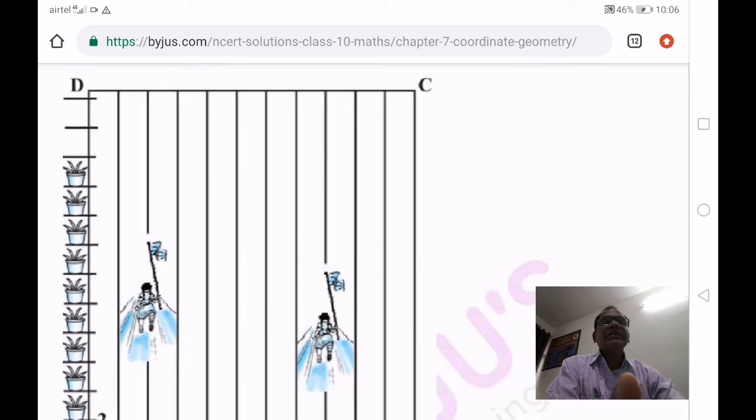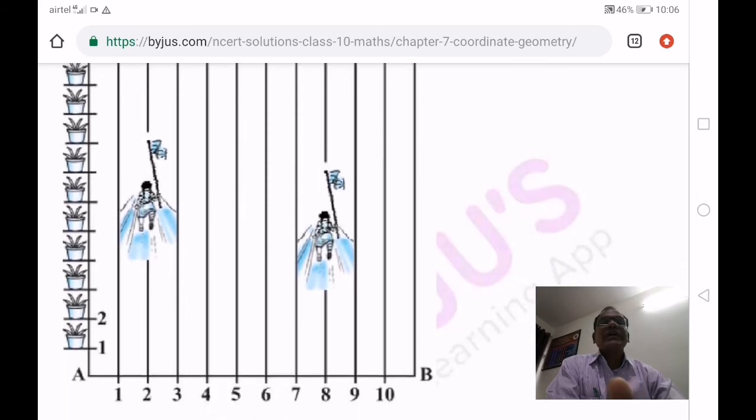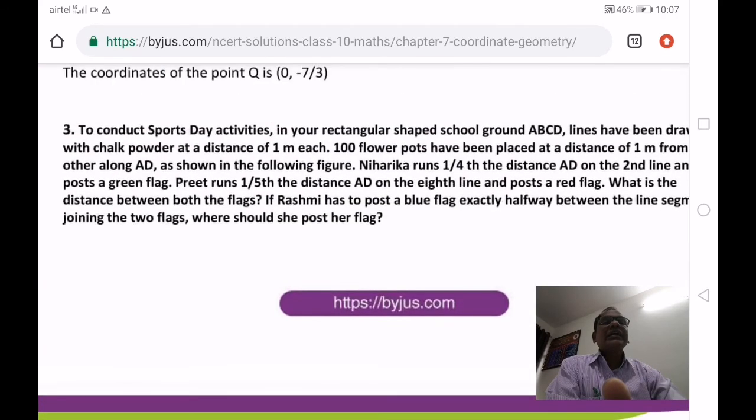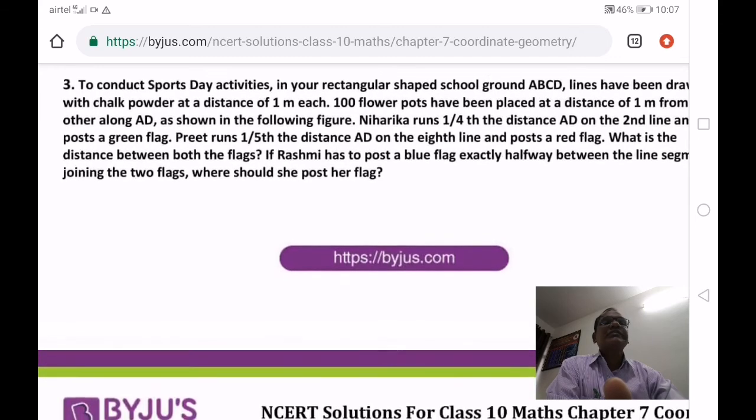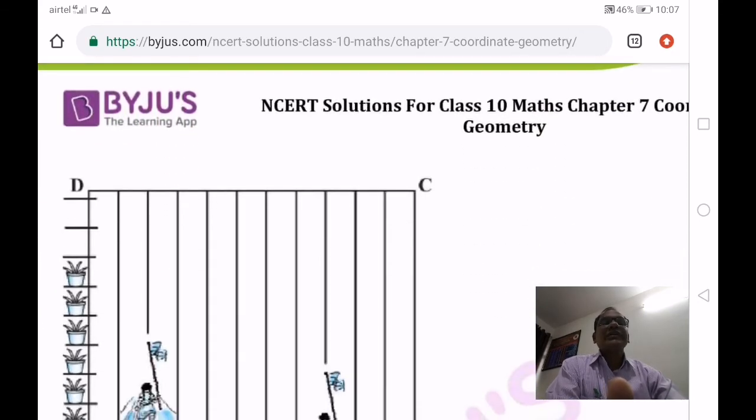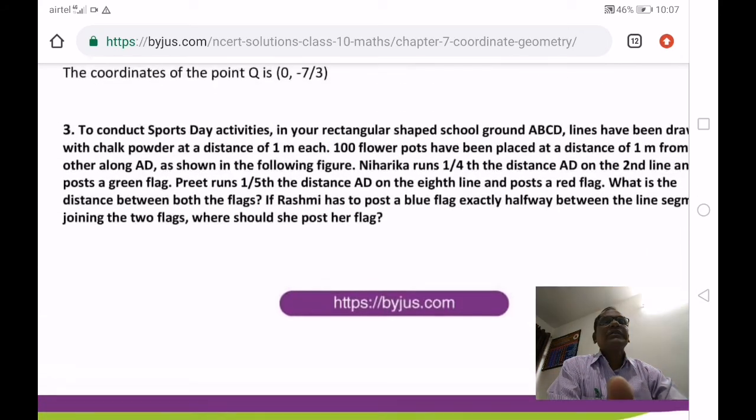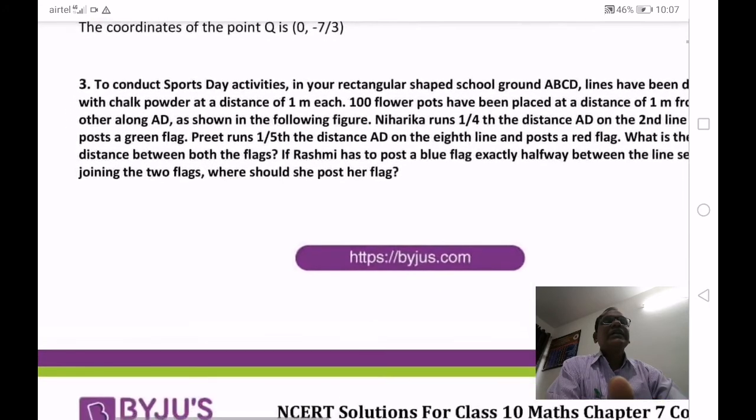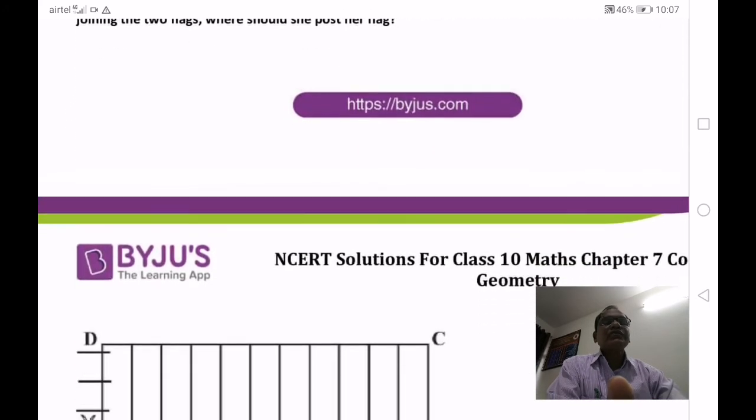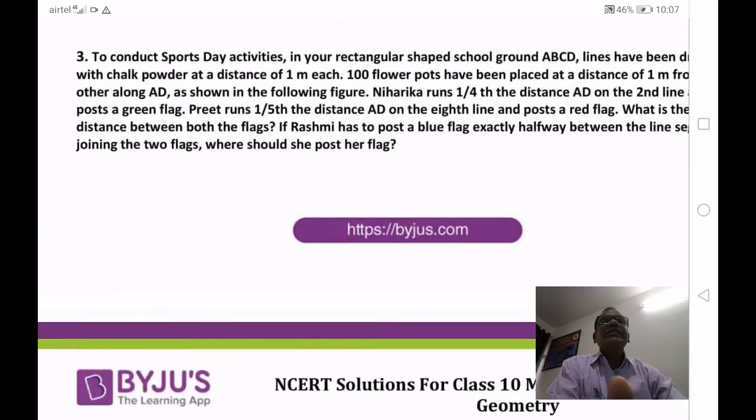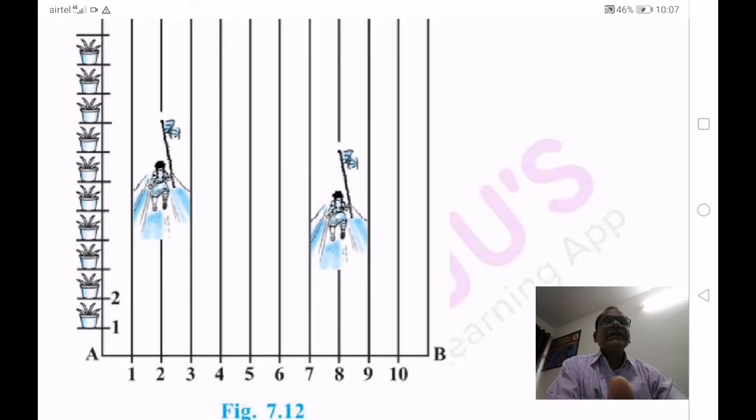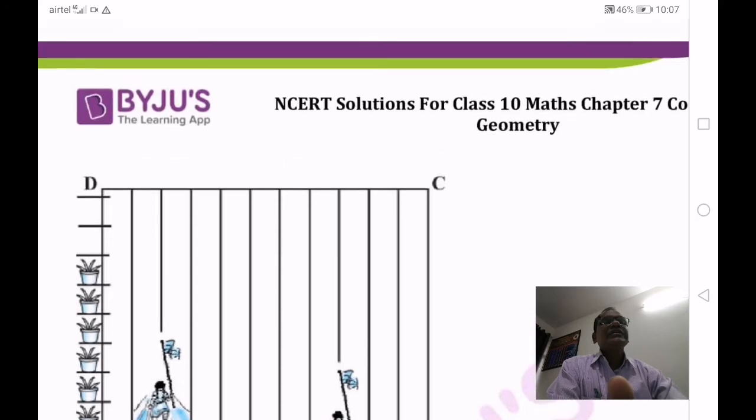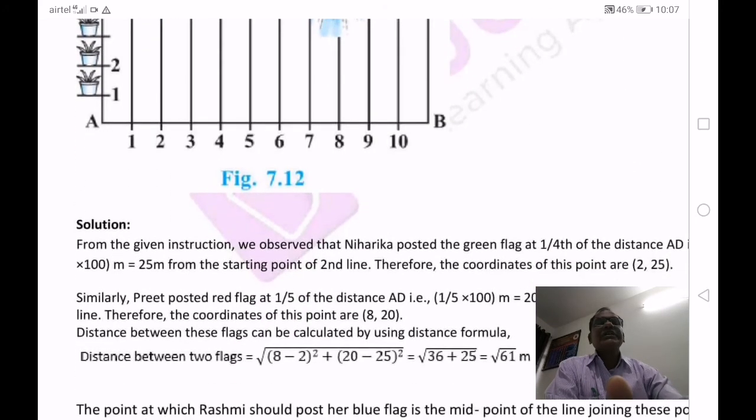Just come here. The first one is the second line and 1/4 of AD. Total AD is how much? AD equals 100 meters. 1/4 of AD means 25. The first girl is Niharika, and her point is 2 comma 25. One more girl is there, Preet, whose position is 8 comma 1/5 of AD. 1/5 into 100 is 20. Therefore 8 comma 20. These are the two given points.